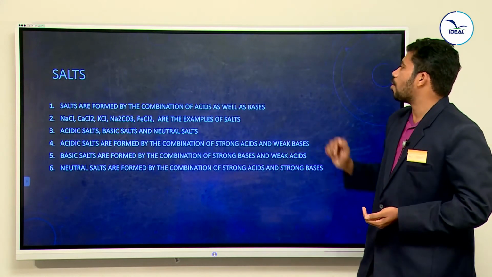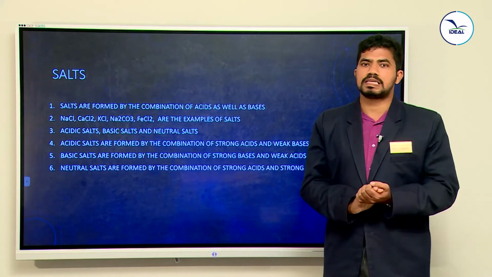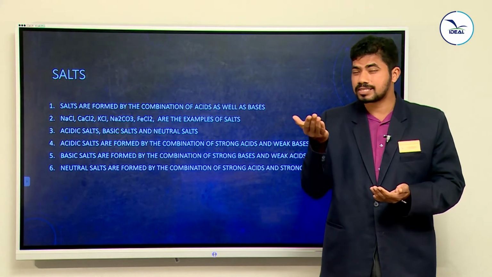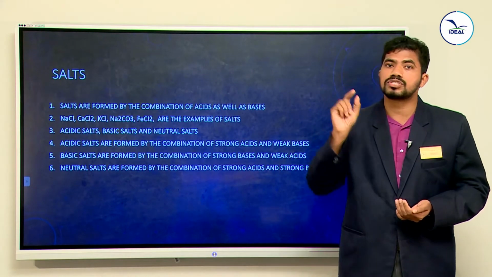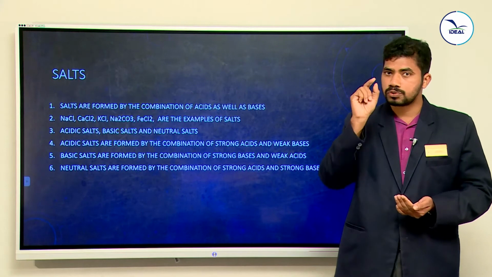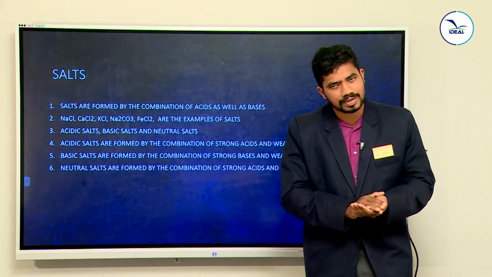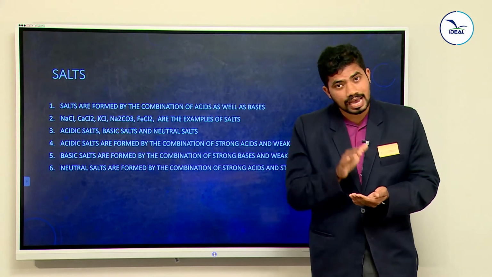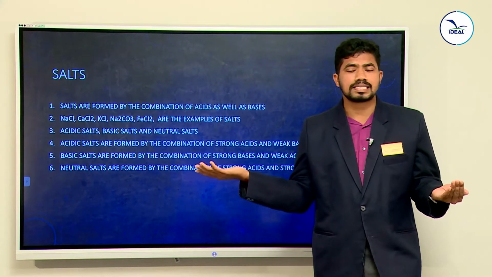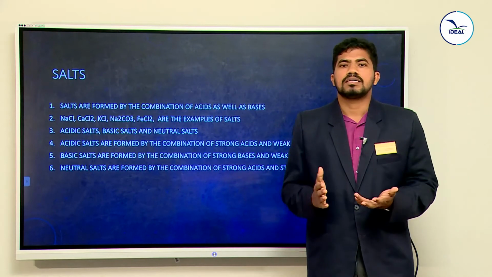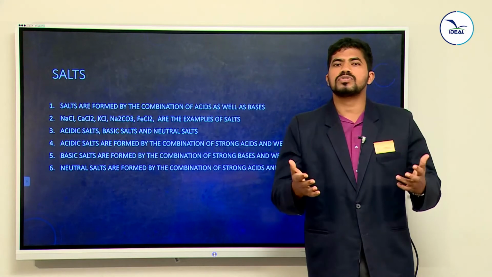Salts are formed by the combination of acids as well as bases. Whenever acids are combined with bases, we will get salt. That reaction is called a neutralization reaction. Why is it a neutralization reaction? Because whenever acid is combining with base, the character of acid as well as the base is lost. Maybe the salt is acidic or basic, it doesn't matter, but the acid and base that we are taking should lose their character.